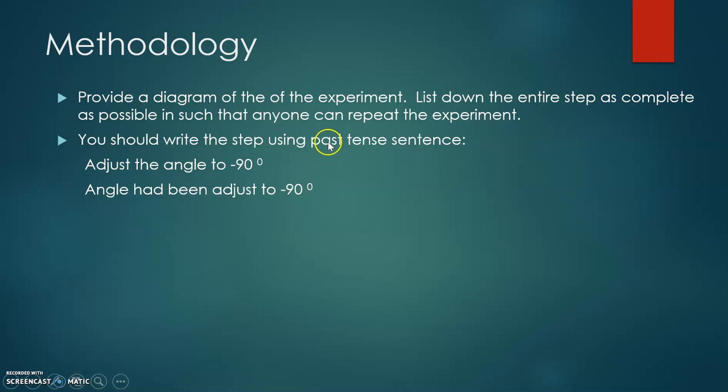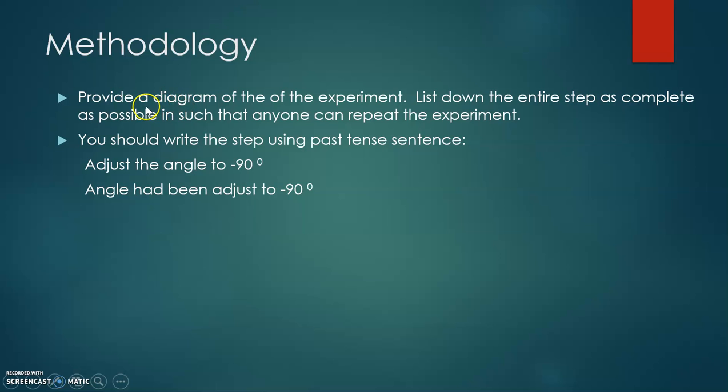The methodology of the experiment, or the procedure of the experiment. Firstly, you should list down the steps of the experiment. The sentences that you should use are in past tense. For example here, your laboratory manual states: adjust the angle to negative 90 degrees. Therefore, you should write the angle had been adjusted to negative 90 degrees.